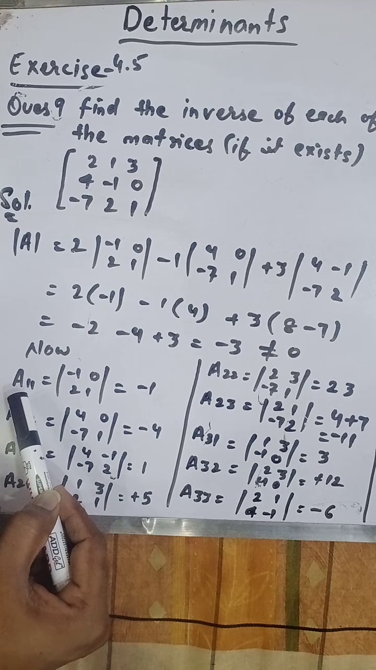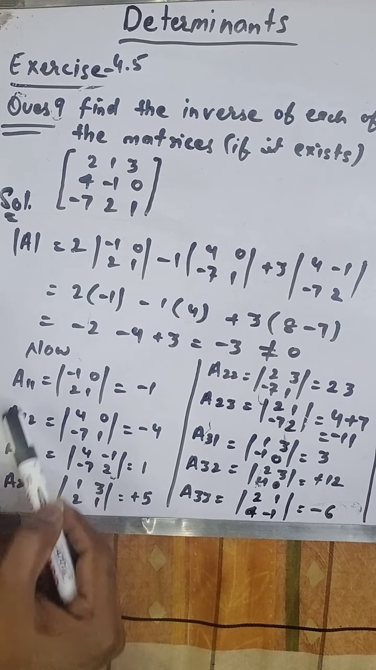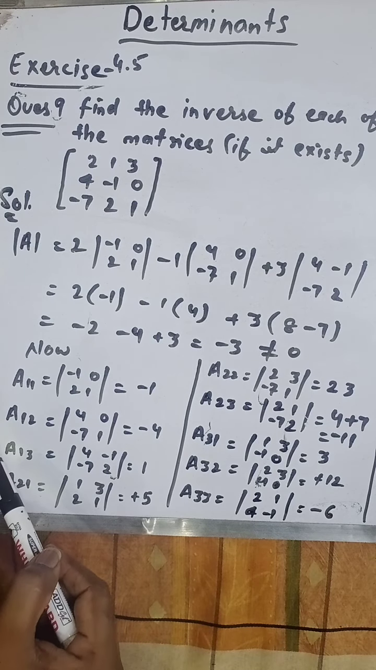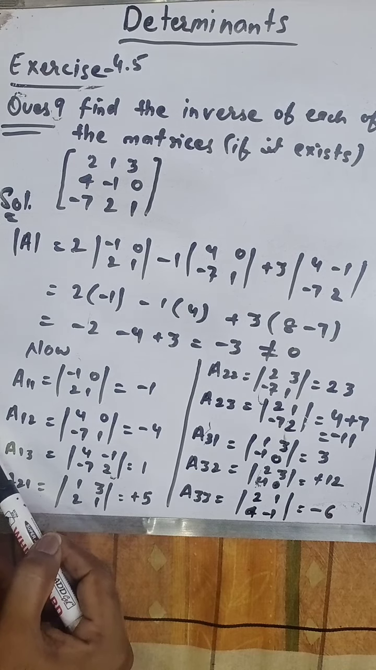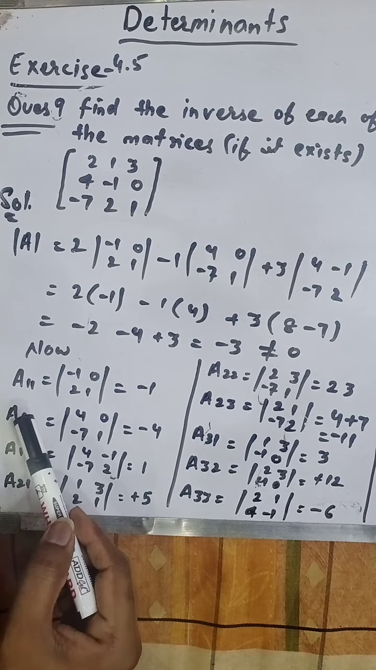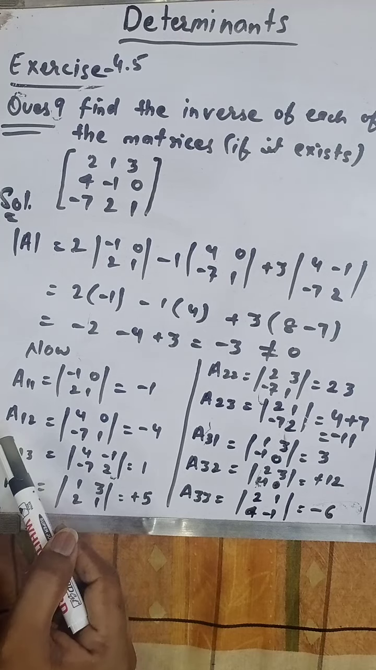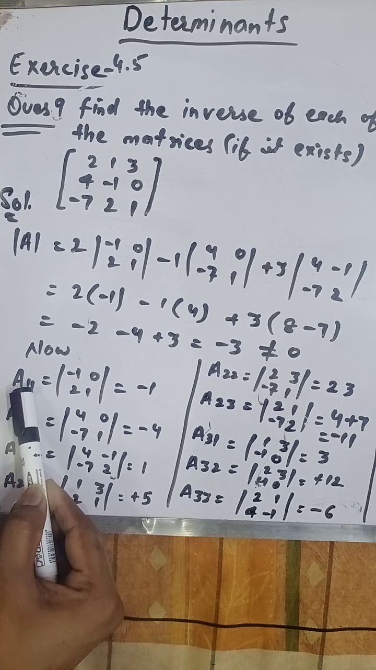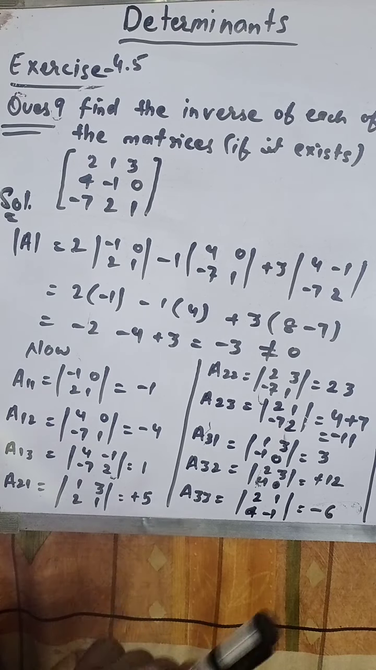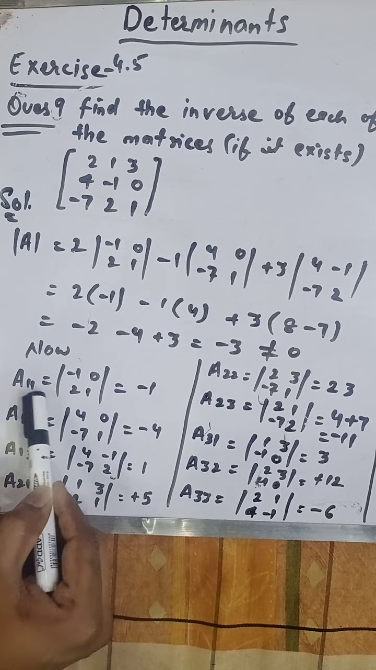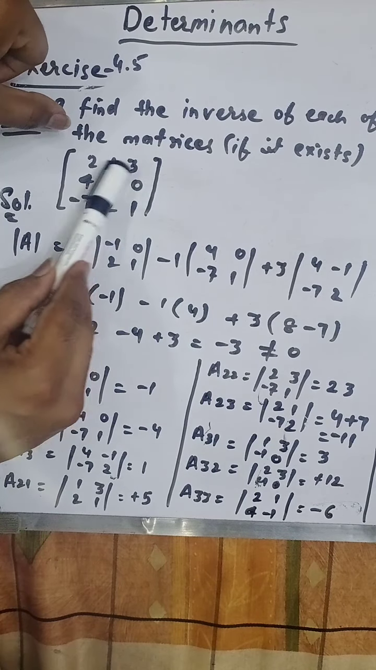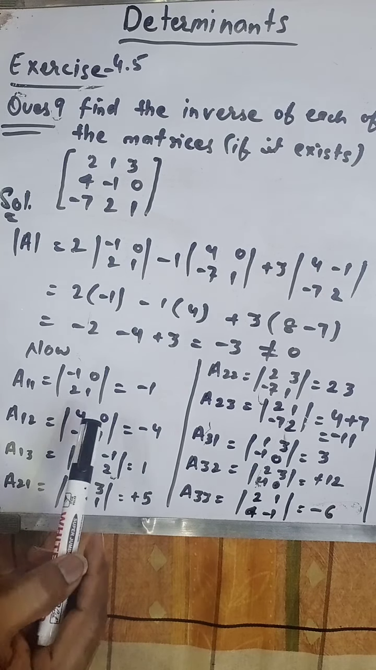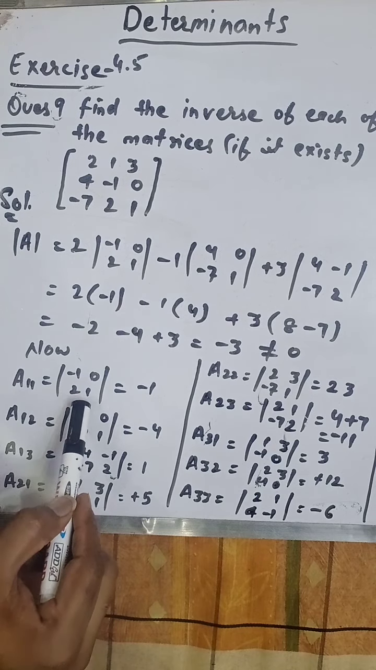Now, if the inverse exists, we have to find the adjoint. To find the adjoint, we find the cofactors. No need to find the minors, just find the cofactors. And again I'm saying, to find cofactors you have to change the sign of an element which is at an odd position. Odd means that if the sum of its position indices is odd, you have to change the sign. For example, A11 is the first element, and I'm writing these 4 elements. I know you can solve it because we have been doing this for the last 2-3 videos.